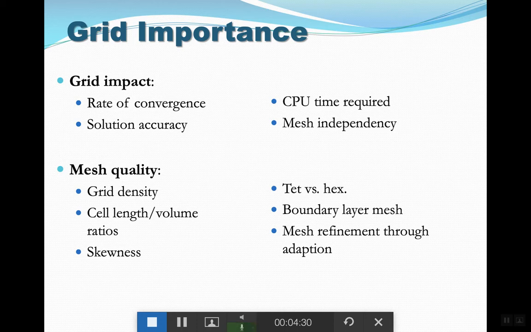These quality parameters are your grid density, number one, meaning how many cells you have in what area. Your cell lengths and volume ratios. The skewness of the cells. What type of cells you have, tetrahedral or hexahedral. Your boundary layer mesh, and so forth. These will be items that we will be discussing today to see what we can call a good mesh and how we can make them in our geometry.